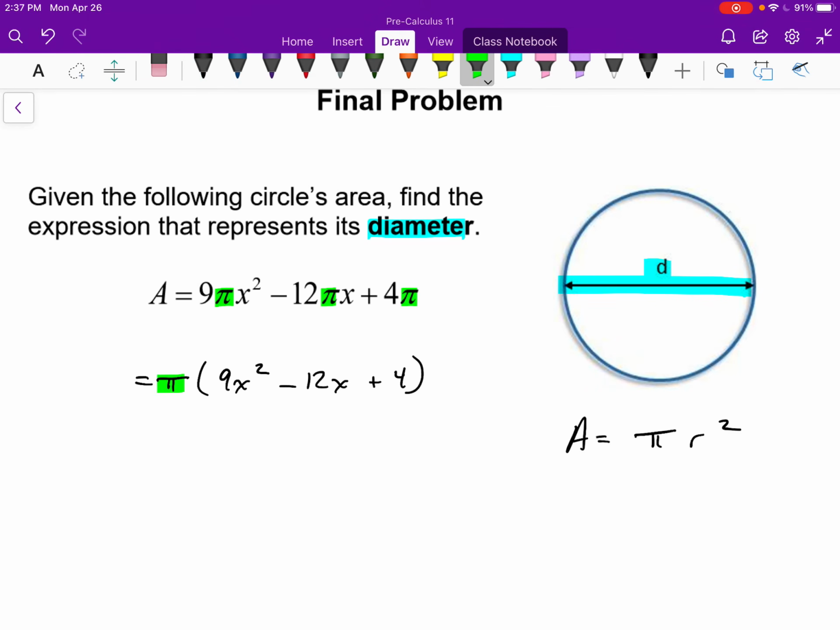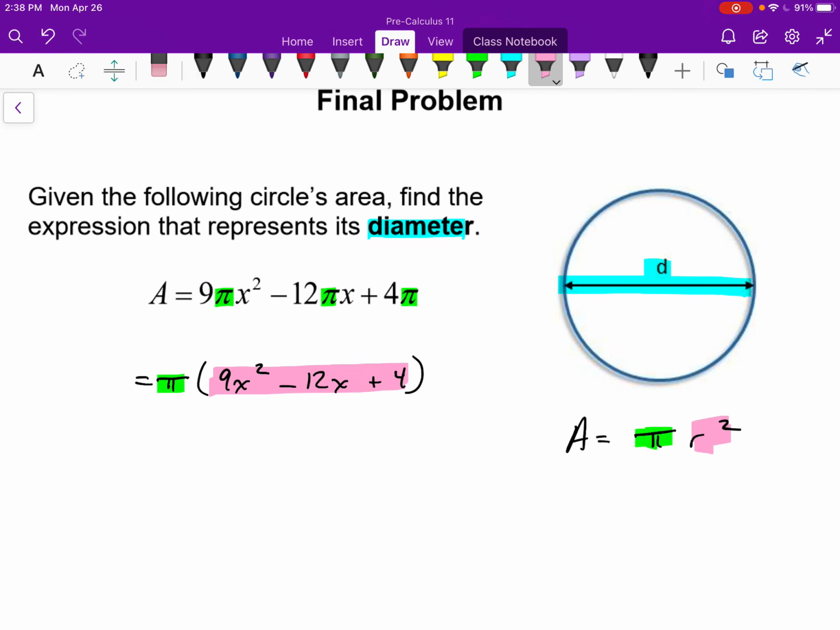And the reason that's helpful is if you compare that to what I have for the area formula down here, I can see a similarity. I'm trying to basically recreate this form here of pi times the radius squared. If I can figure out the radius of the circle, it's pretty easy to find the diameter. All right, that said, this right here, 9x squared minus 12x plus 4, must be the same as the radius squared.